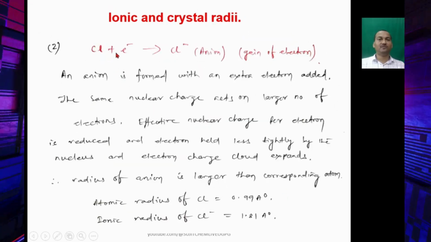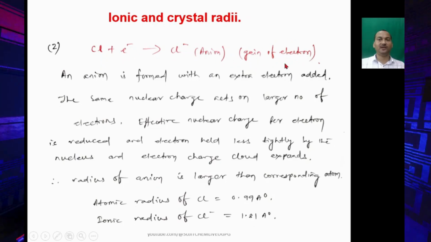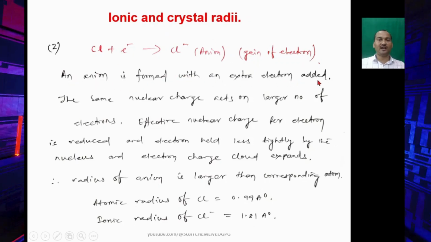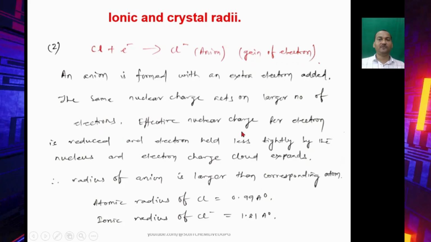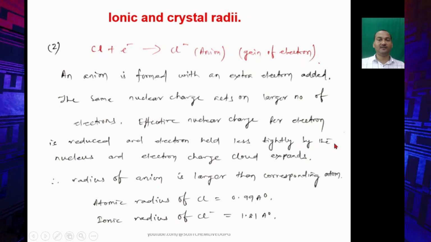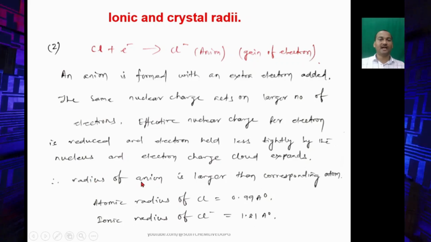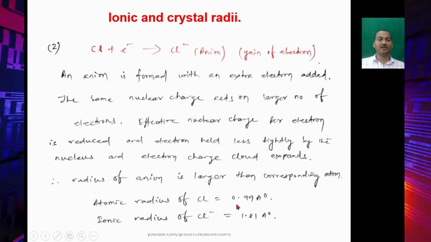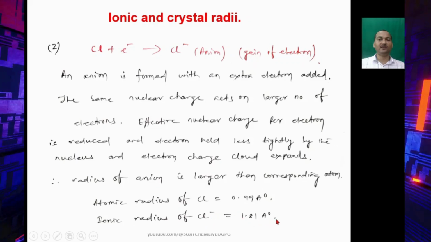Similarly, a Cl atom will accept one electron giving rise to the Cl- anion. Here gain of electron takes place. An anion is formed with an extra electron added. So the same nuclear charge acts on a larger number of electrons. The effective nuclear charge per electron is reduced, the electrons are held less tightly by the nucleus and the electron charge cloud expands. So the radius of the anion is larger than the corresponding atom. For example, the atomic radius of chlorine is 0.99 angstrom and the ionic radius of the Cl- ion is 1.81 angstrom.